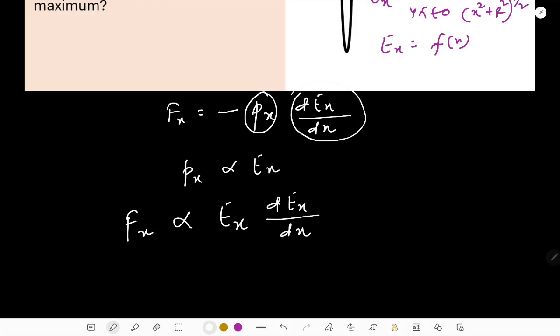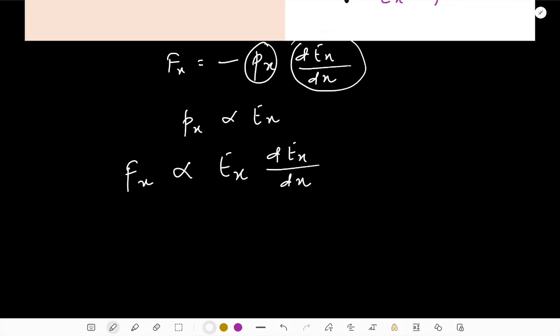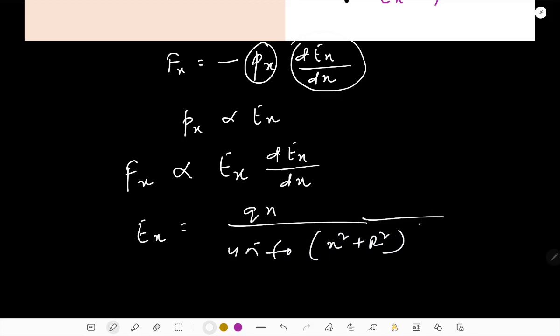Now we can use the expression for the electric field on the ring axis, and that is Ex equal to Qx divided by 4 pi epsilon naught (x square plus r square) raised to power 3 by 2. R is the radius of the ring. Of course, Q is the charge on the ring, we don't know its value. Epsilon naught is the electric constant, and x coordinate is measured from the center of the ring.